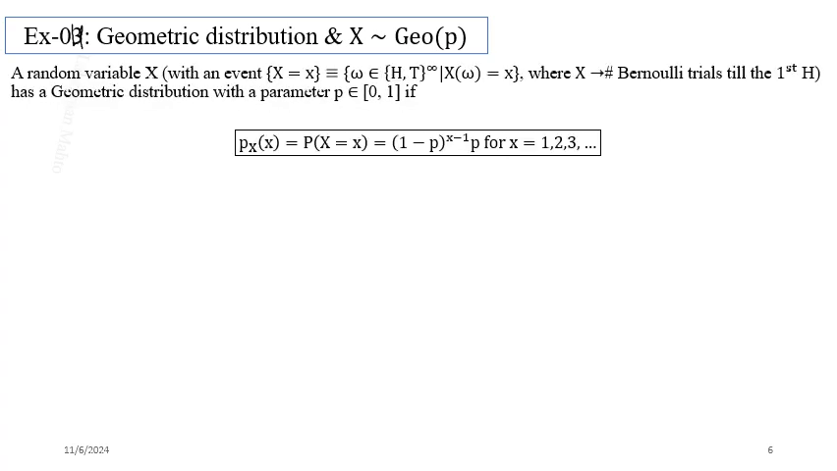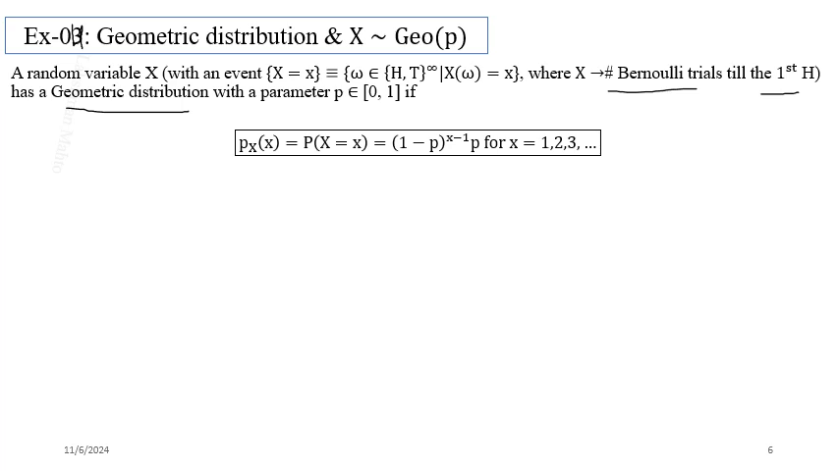If you talk about the corresponding distribution, we call it the geometric distribution. Why? Because it has a geometric sequence pattern. So a random variable X where we count the number of Bernoulli trials till the first success, or first head. Getting head in a toss, we call it success. So till first success, it has a geometric distribution, and p is the parameter, the probability of success.